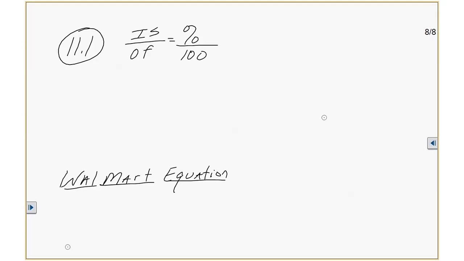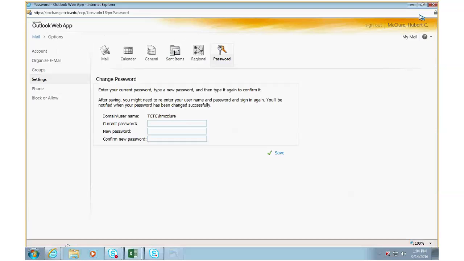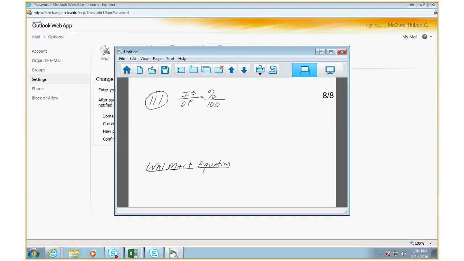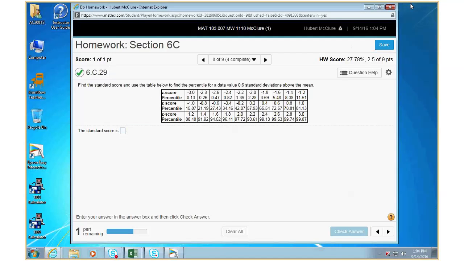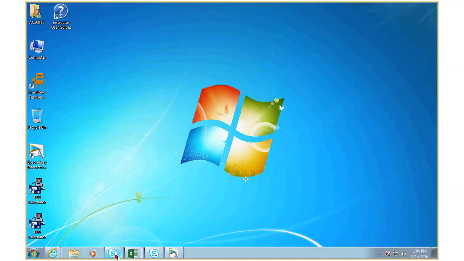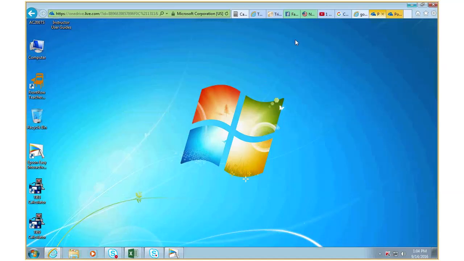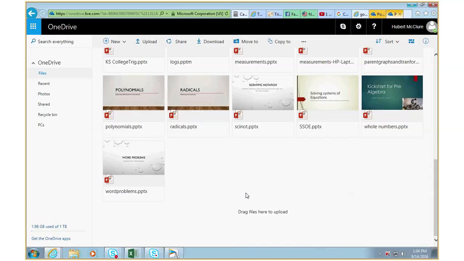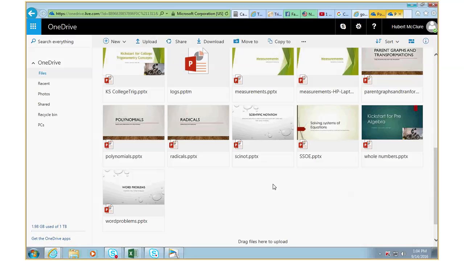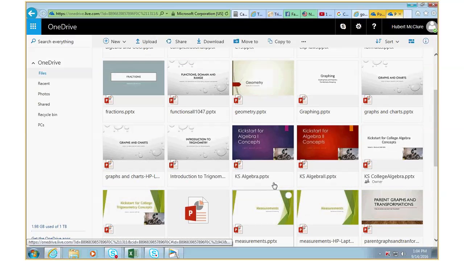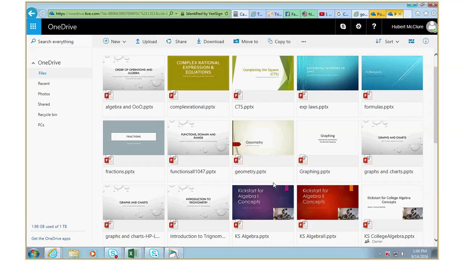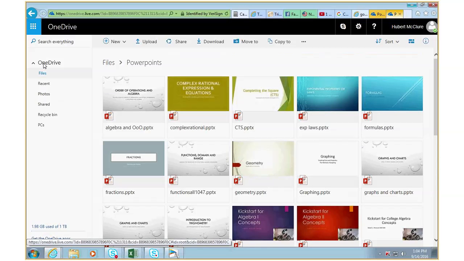Now, I thought I had this. Hold on a second. Let me look in one place and see if I have this somewhere. Okay, where are you? Here. No, that's not in here. Must have lost it.